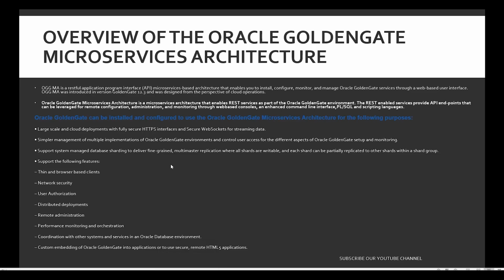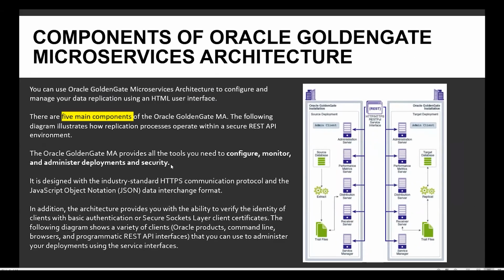Let's move to the next part, the components of Oracle GoldenGate. We have a total of 5 main components. If you look at this diagram, you will find the service manager, administration server, performance metric server, distribution server, and the receiver server. These are the main 5 components for any GoldenGate microservices.